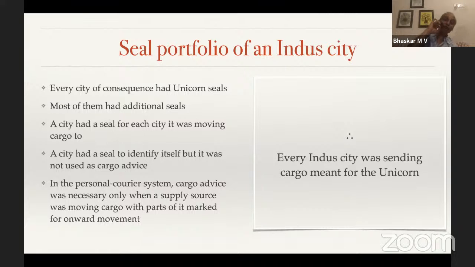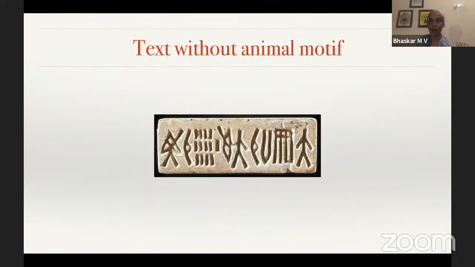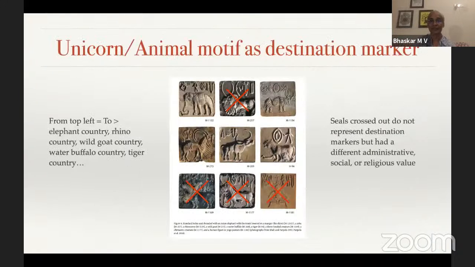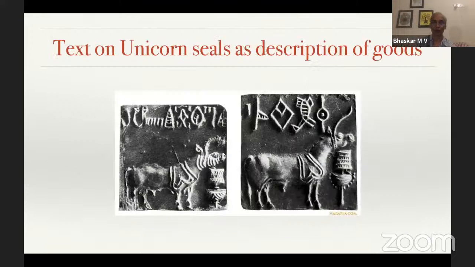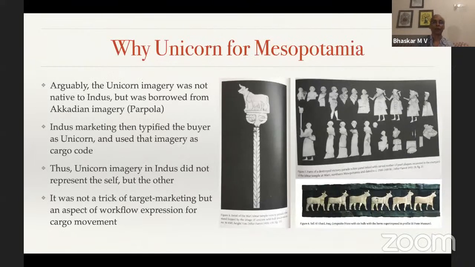A city also had a seal to identify itself, but it was not used as cargo advice, which is why we saw earlier these seals crossed out here. They probably had nothing to do with cargo movement. Probably each city represented itself. They were all icons of the cities that made them. They were meant for native expressions of different kinds, and they had nothing to do with cargo markers, as it were. Okay.